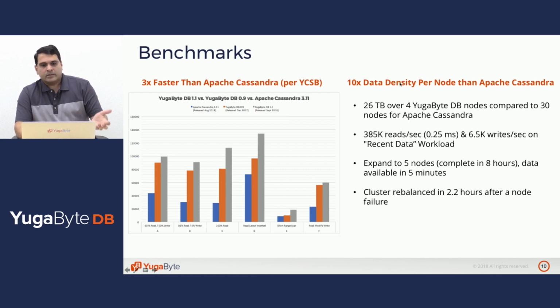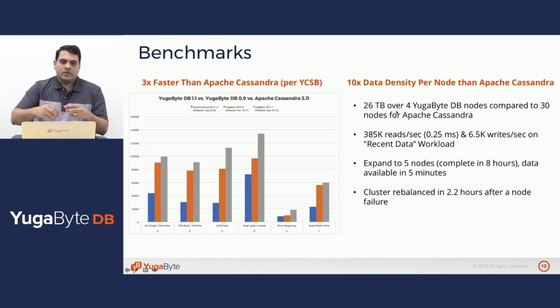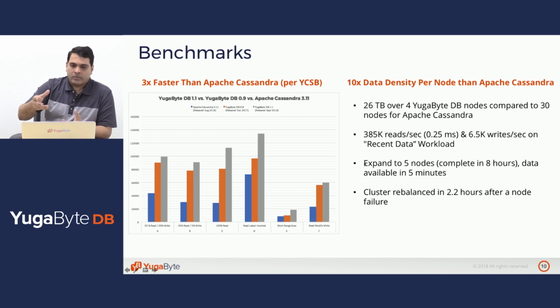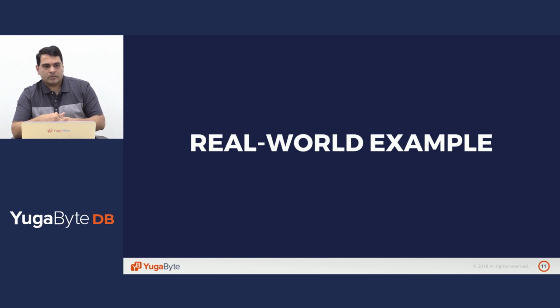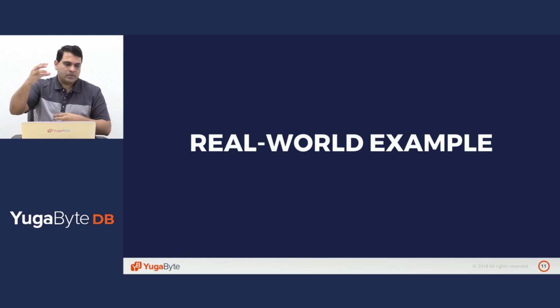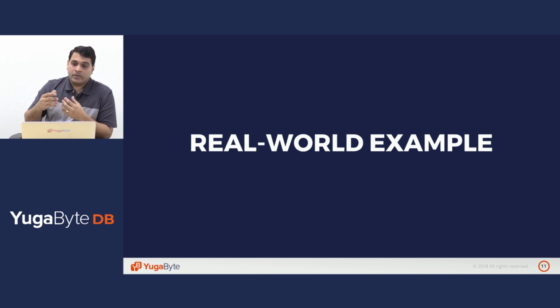We have more than 10x the density per node, so we were able to store like 26 terabytes on a 4-node cluster, and also we were able to elastically scale from 4 nodes to 5 nodes in a reasonable amount of time with the amount of data that's involved, and also able to distribute the load based on that. So that completes our information on what are the aspects that are involved in building such a system.